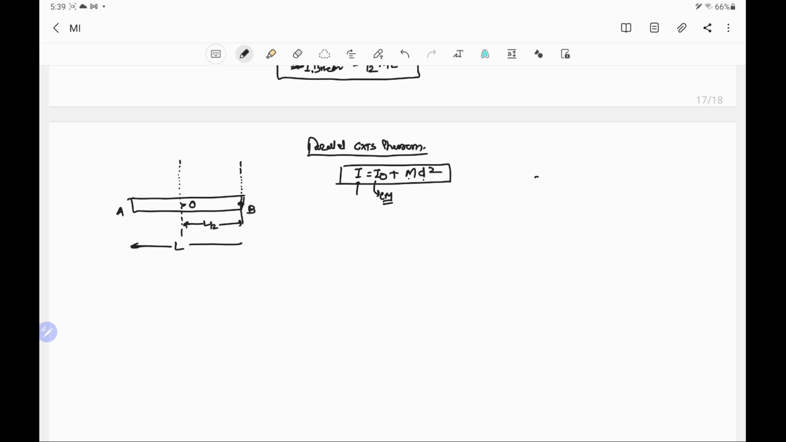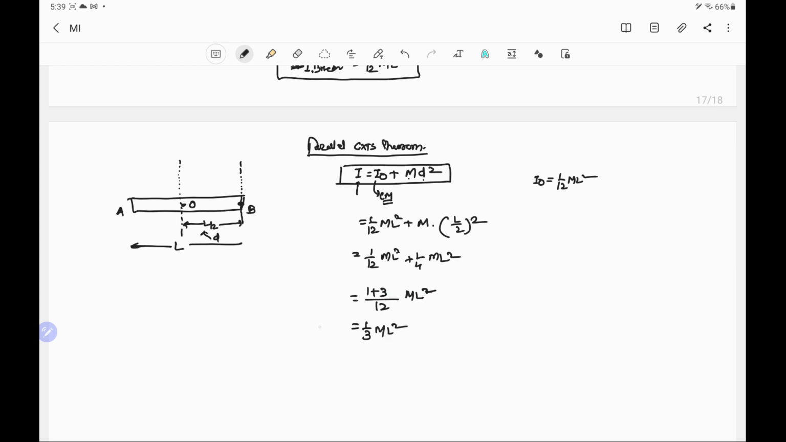So I naught we have already found. For the rod it is 1 by 12 m L square. So we put here 1 by 12 m L square plus mass is m and distance d is L by 2 square. So it is equal to 1 by 12 m L square plus 1 by 4 m L square. Taking LCM, it becomes 1 plus 3 over 12, m L square. 1 plus 3, 4 will cancel out. It will come 1 by 3 m L square. So it is the moment of inertia about the axis parallel to the perpendicular bisector and passing through the end of the rod.